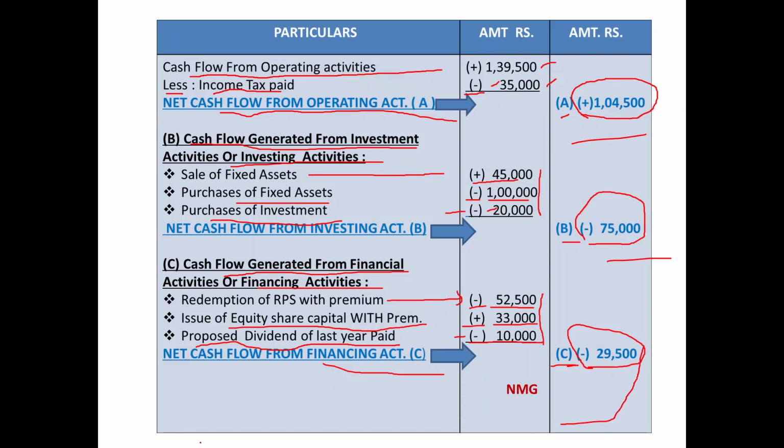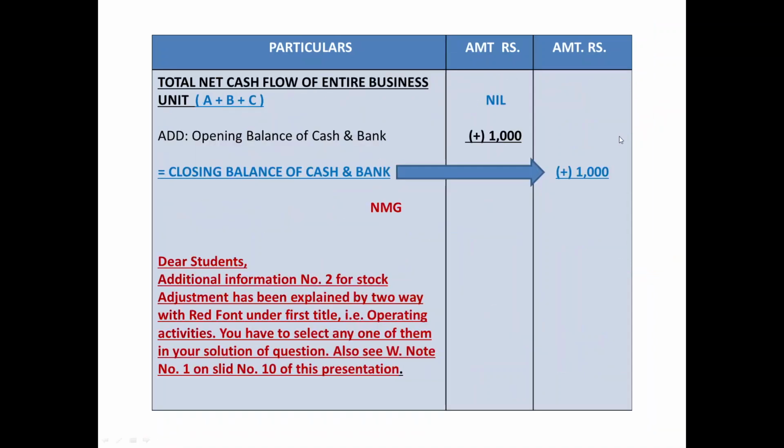Final picture, net cash flow of the entire business unit, or you may say increases or decreases in cash flow during the current year. So net cash flow of the entire business, how to decide it, you know it very well. A plus B plus C, जो 3 फिगर हमने तय किए, आंसर इज नील. A plus B plus C nil. Add opening balance of cash and bank.